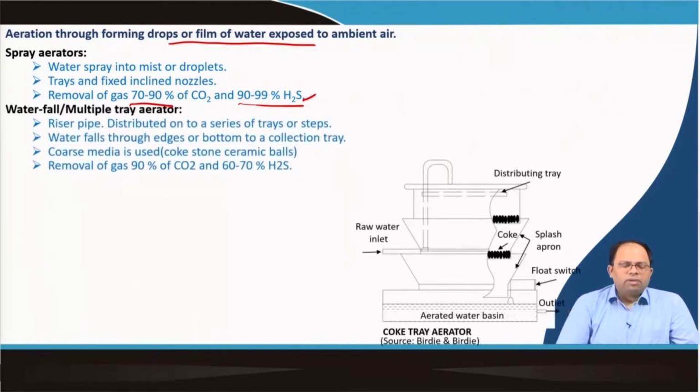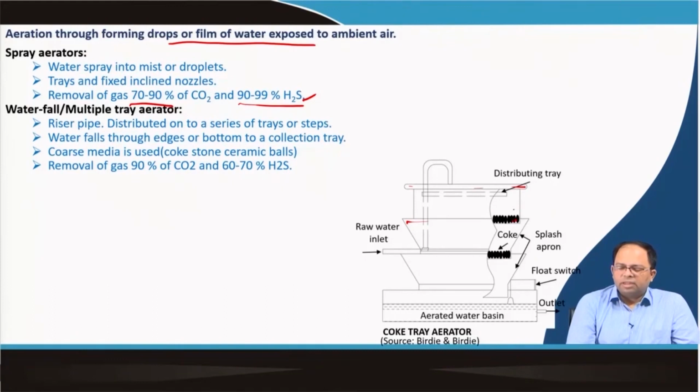Then there is waterfall or multiple tray aerators. So, this is basically we have a spray, it is collected in a tray, but here we have got multiple layers. Over in this picture you can see that the raw water is inlet over here, it is raised up, then it falls down these different trays. So, this is the first tray, this is the second tray, this is the third tray, and as you can see there is coke, which is basically the filter media.